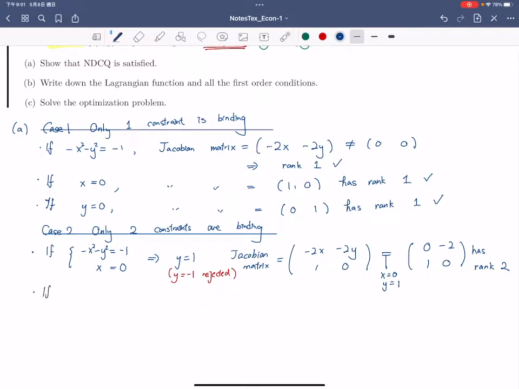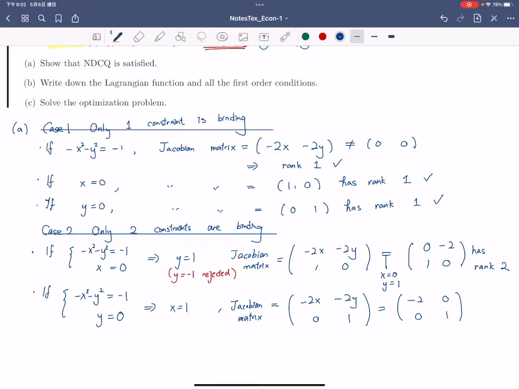And now we try similarly the other two possibilities. If it's the first constraint and the third constraint that are binding, then in this case x equals 1. So the Jacobian matrix equals minus 2x, minus 2y, 0, 1. When x is 1, y is 0, you get minus 2, 0, 0, 1. So this also has rank 2.